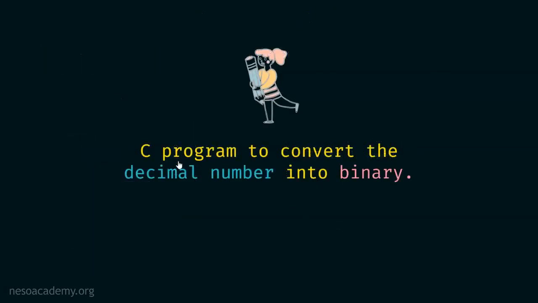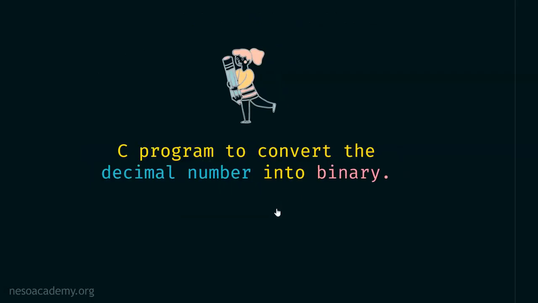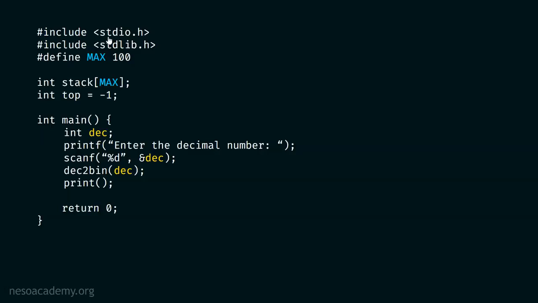Now we are interested in writing a C program to convert the decimal number into binary. For this purpose, of course, we have to include these two libraries. And here I have defined max, and max must be 100. It is just a selection of the number. You can choose any number of your choice.